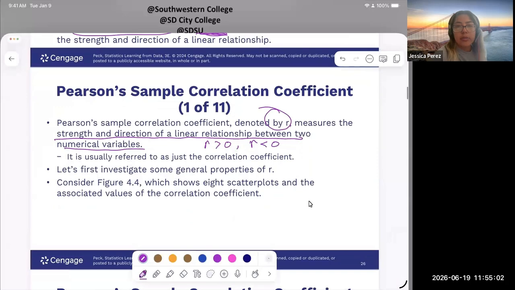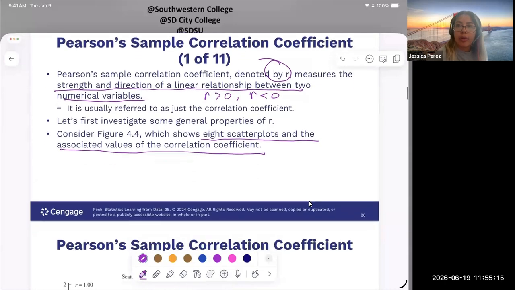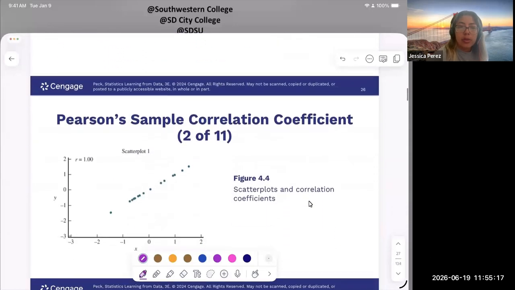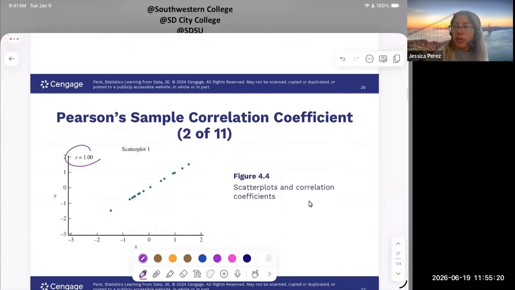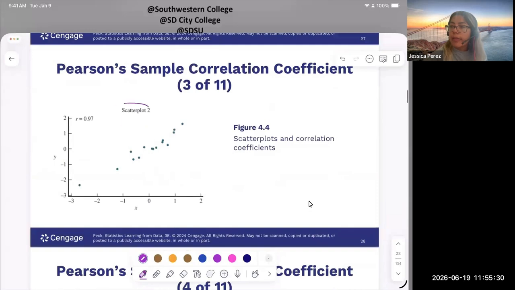Let's first investigate some general properties of R. Let's consider figure 4.4, which shows 8 different scatter plots and the associated value of the correlation coefficient. So R will be given, and we're going to be identifying what the value of R is. In the first scatter plot, we see that R is 1. If we make a straight line, notice that it's very strong. It actually will go through all of the points. So the value of R is equal to 1. In the second scatter plot, R is 0.97. So it's not exactly perfect like 1, but it's very close.